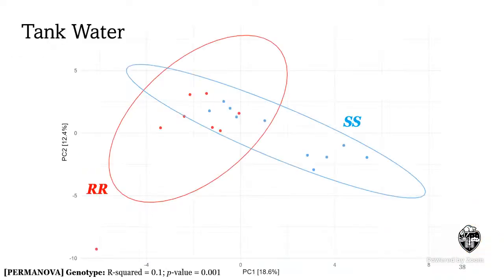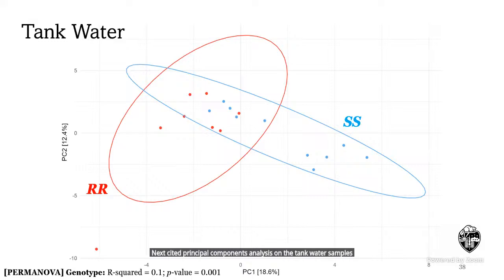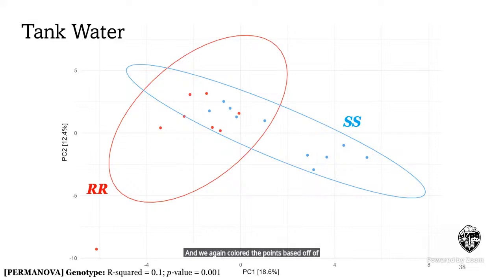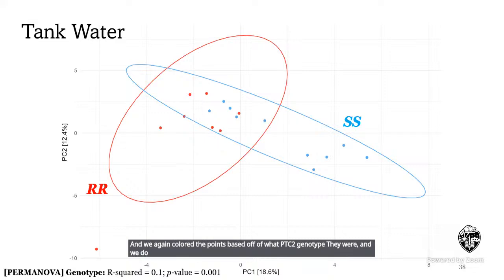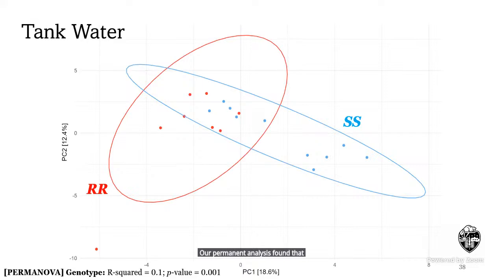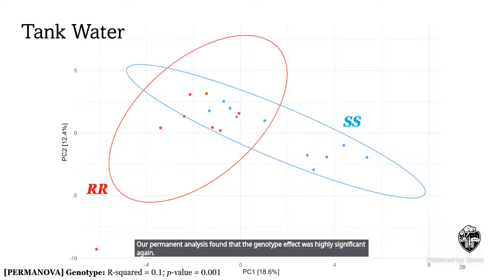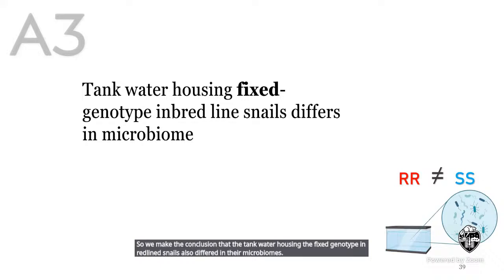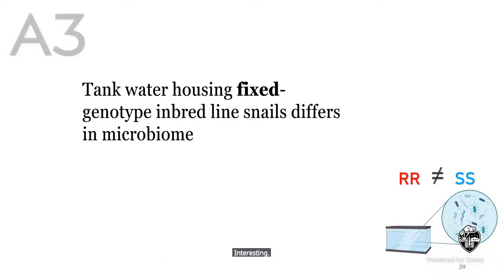Next, I did principal components analysis on the tank water samples that were housing those fixed genotype inbred line snails. And we again colored the points based off of what PTC2 genotype they were, and we do again see two groups that form. Our PERMANOVA analysis found that the genotype effect was highly significant again. So we make the conclusion that the tank water housing the fixed genotype inbred line snails also differed in their microbiomes, which is interesting. And I'll have some more notes on this later in the talk.